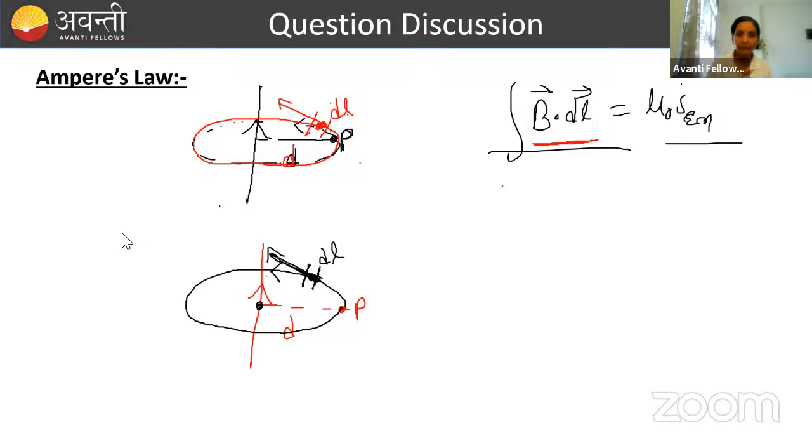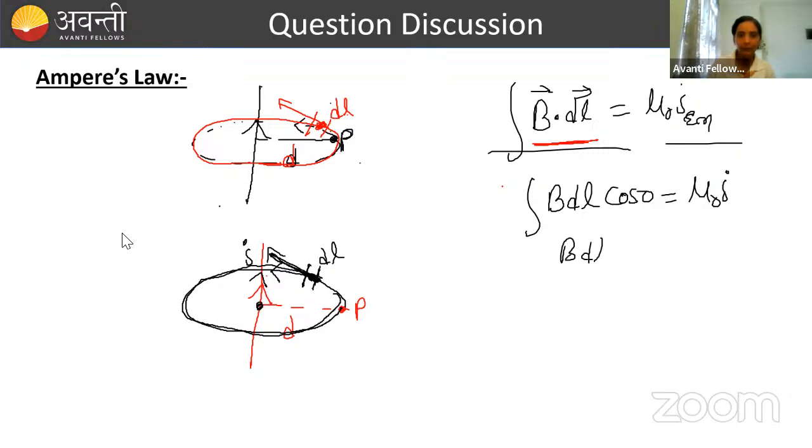So the angle between B and dl is 0 degrees. So here we will write B dl cos 0 equal to mu naught I enclosed. What is I enclosed? The current passing through this loop. The Ampere loop is this, and through this loop, how much current is going out? This is the current I. If current I is passing through the loop, then I enclosed will be I itself. So write I here. Now B dl cos 0, cos 0 is 1, that is equal to mu naught I.